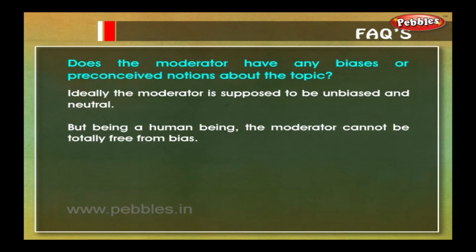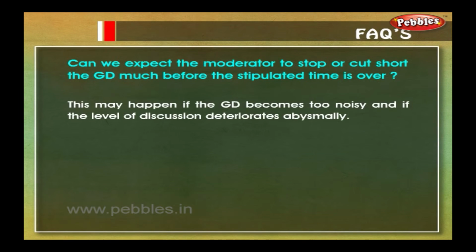Does the moderator have any biases or preconceived notions about the topic? Ideally, the moderator is supposed to be unbiased and neutral. But being a human being, the moderator cannot be totally free from bias. Can we expect the moderator to stop or cut short the GD much before the stipulated time is over? This may happen if the GD becomes too noisy and if the level of discussion deteriorates abysmally.